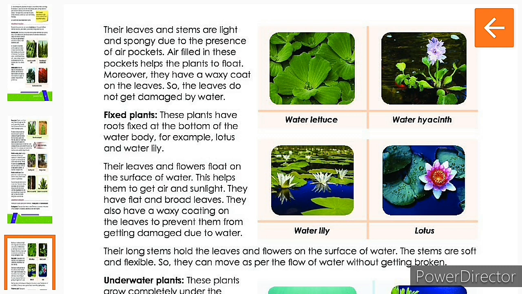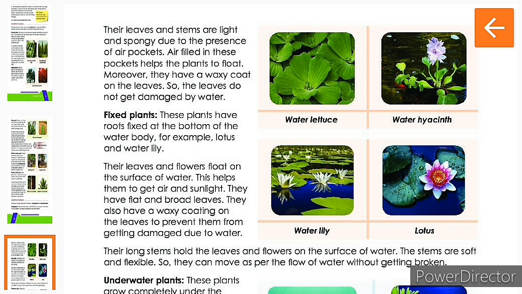Their leaves and stems are light and spongy. Why are their leaves and stems light? Because of the presence of air pockets. In their leaves and stems, small air pockets are there. That makes the leaves and stems light. Air filled in these pockets helps the plants to float.